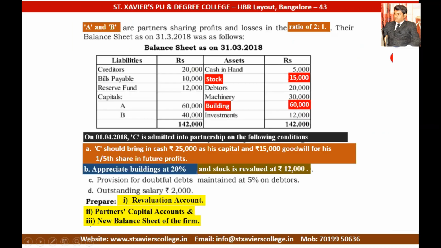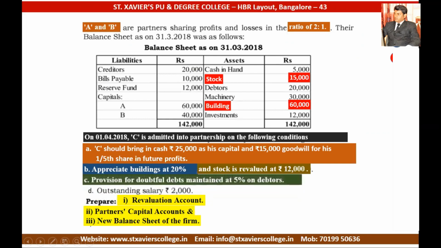Let us take the next adjustment. Provision for doubtful debt maintained at 5% on debtors. You can see here again, provision for doubtful debt maintained at 5% on debtors. Here debtors are the customers of the business. We have 5% doubtful debts. That means we have 5% doubtful customers here. And any doubtful debt is always a loss. We need to calculate on the debtors.